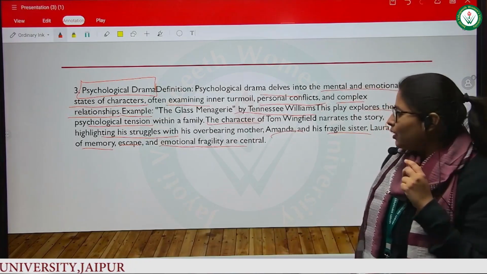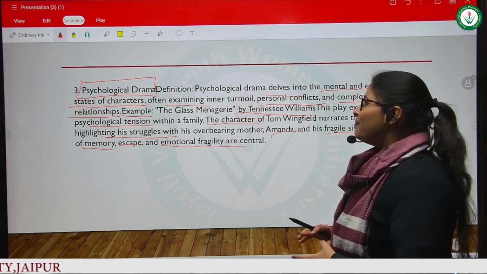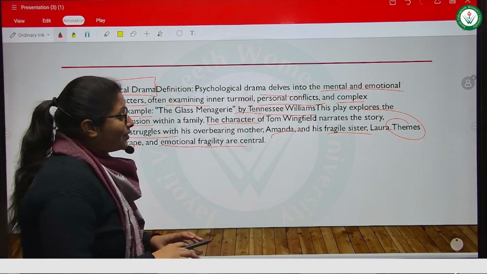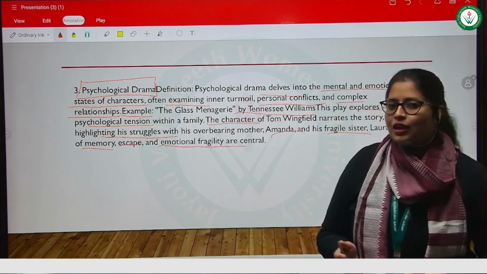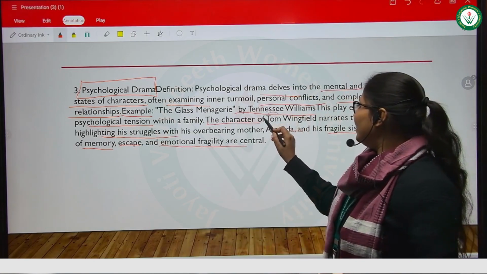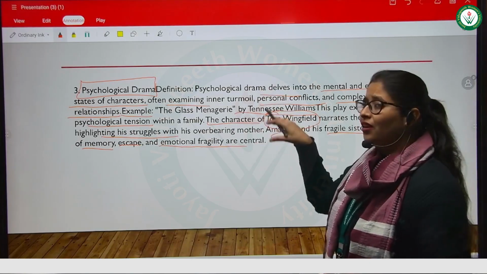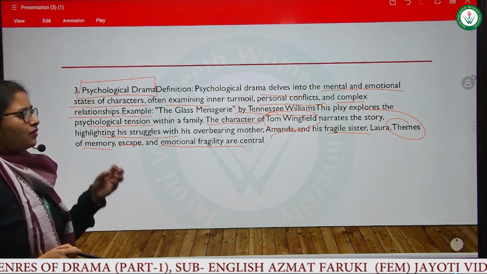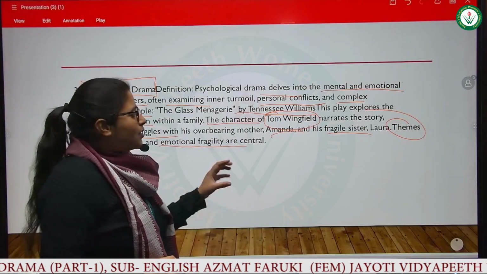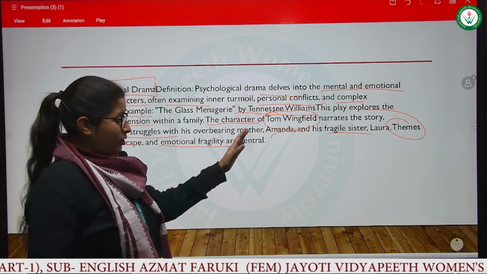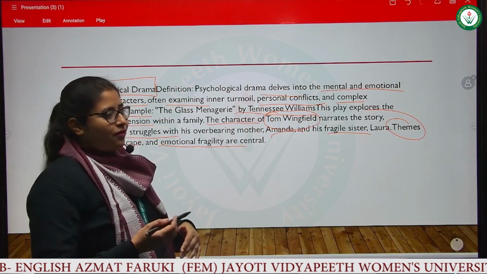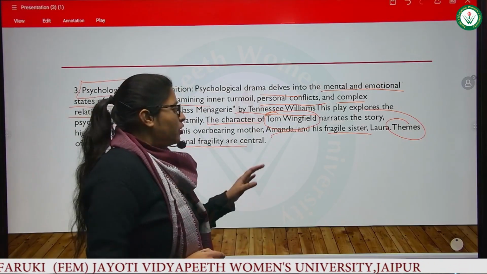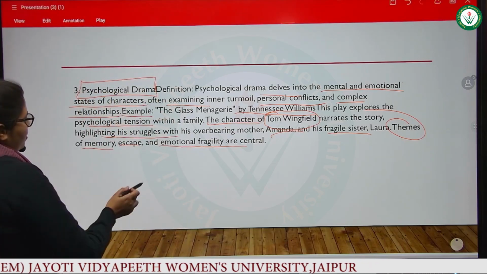In this particular play, the theme of memory is very prominent, because the whole drama revolves around the psychological condition of the characters. Tom is very stuck in the whole family scenario, so he is unable to think about himself. The most important thing in this play is that Tom is under a burden: he is the breadwinner of the family, and he has to fulfill his duty for his mother and sister also.